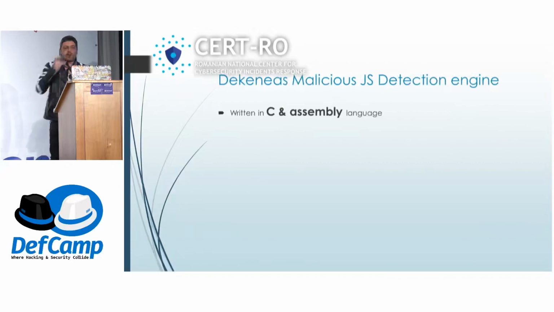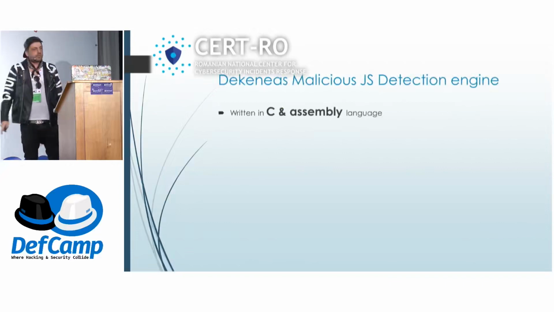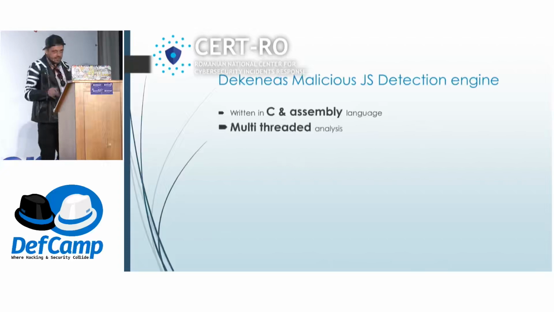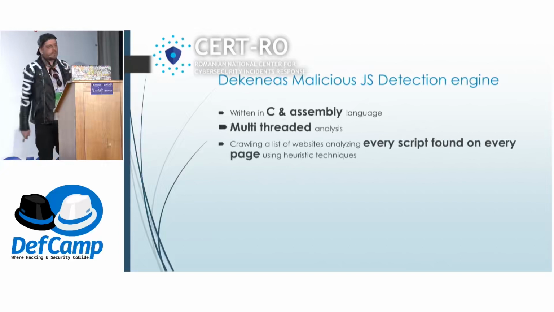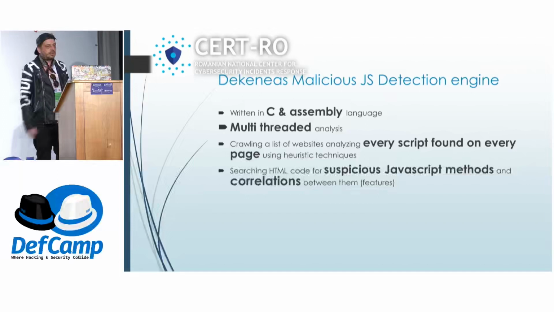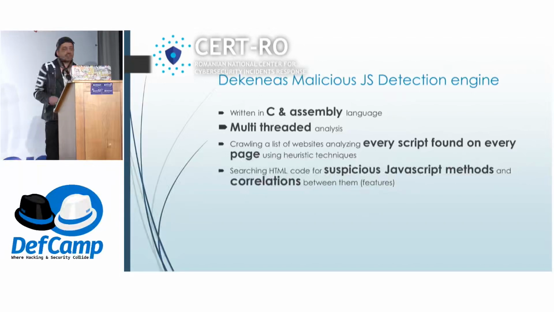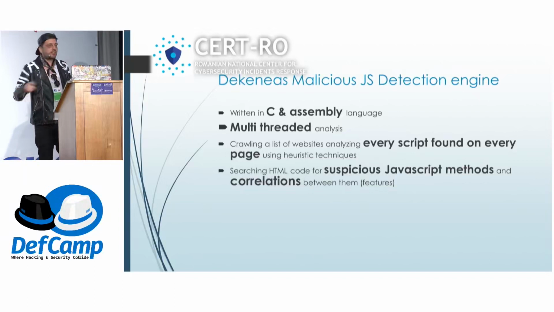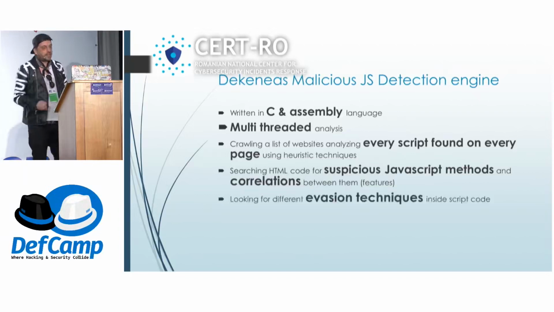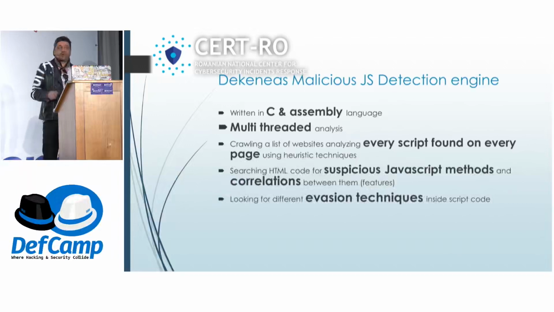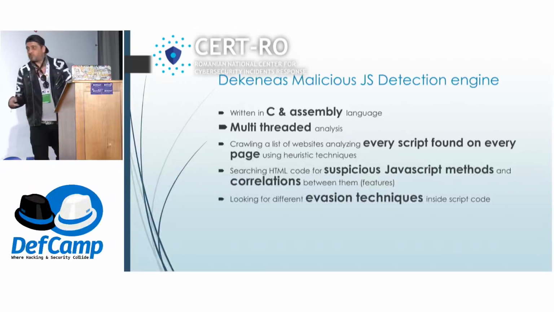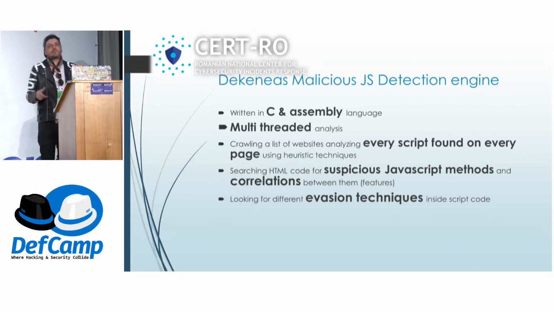So basically, our malicious JavaScript detection engine was written in C and assembly. It uses multi-threaded analysis because we had to be very, very fast. It crawls a list of websites analyzing every script found on every page using heuristic techniques. It searches the HTML code for suspicious JavaScript methods and correlations between them. We call them features. We also look for different evasion techniques inside the script code, because sometimes certain scripts are interpreted in one way by one browser and totally differently by another browser.